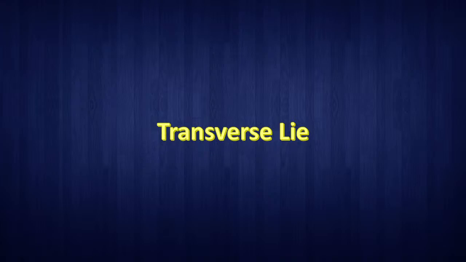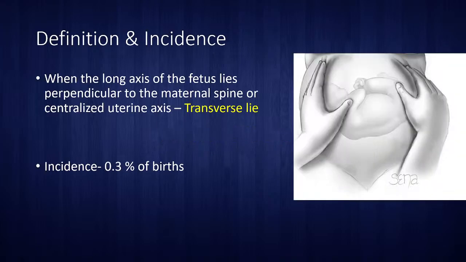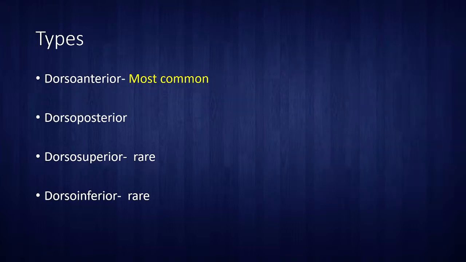Then the last presentation is the transverse lie. So, transverse lie means when the long axis of the fetus lies perpendicular to the maternal spine. This is the maternal spine, this is the long axis. Incidence is 0.3% only. So, various types are there.